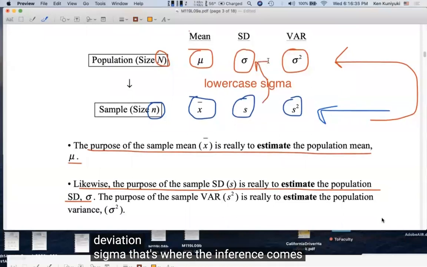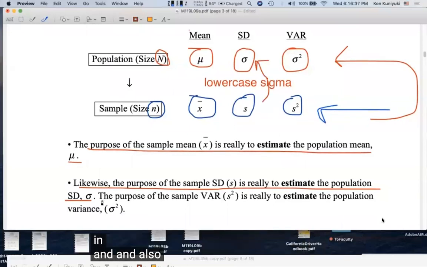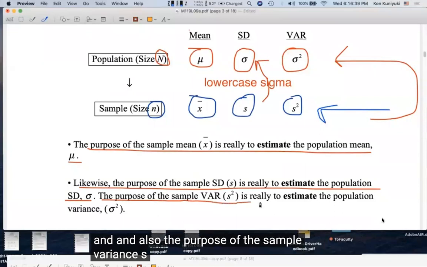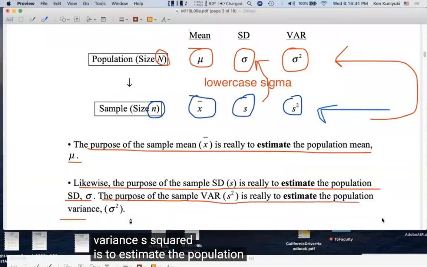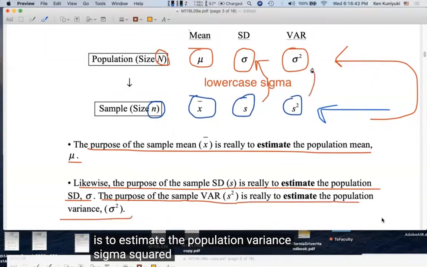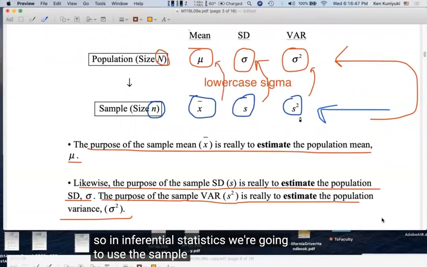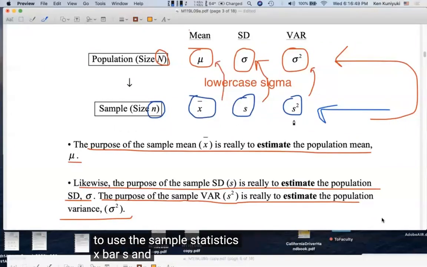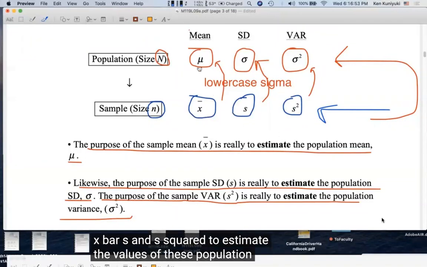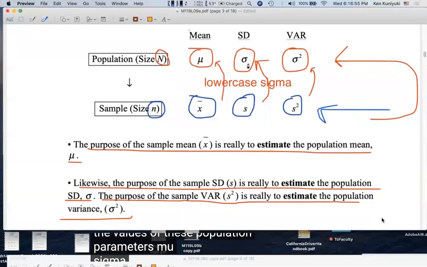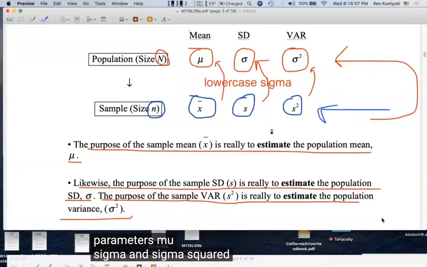That's where the inference comes in. And also, the purpose of the sample variance, s squared, is to estimate the population variance, sigma squared. So in inferential statistics, we're going to use these sample statistics, x bar, s, and s squared, to estimate the values of these population parameters, mu, sigma, and sigma squared.